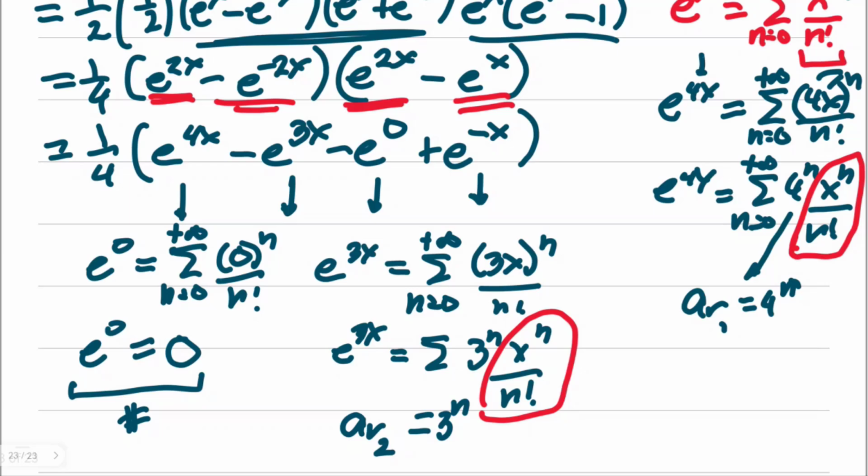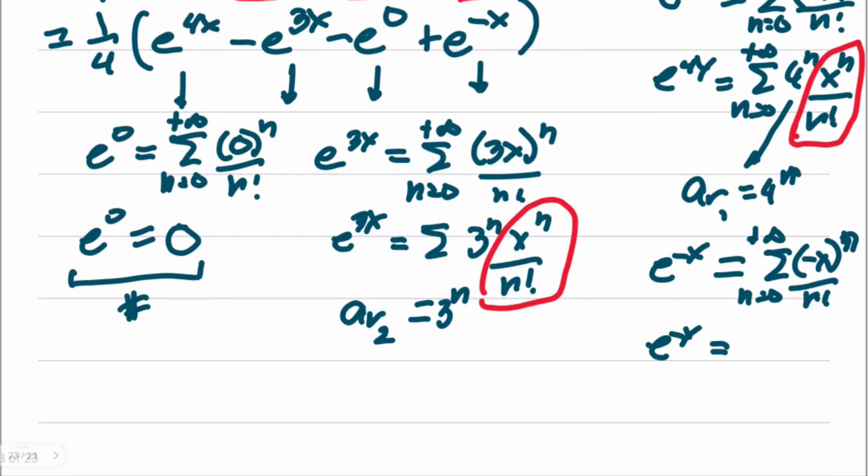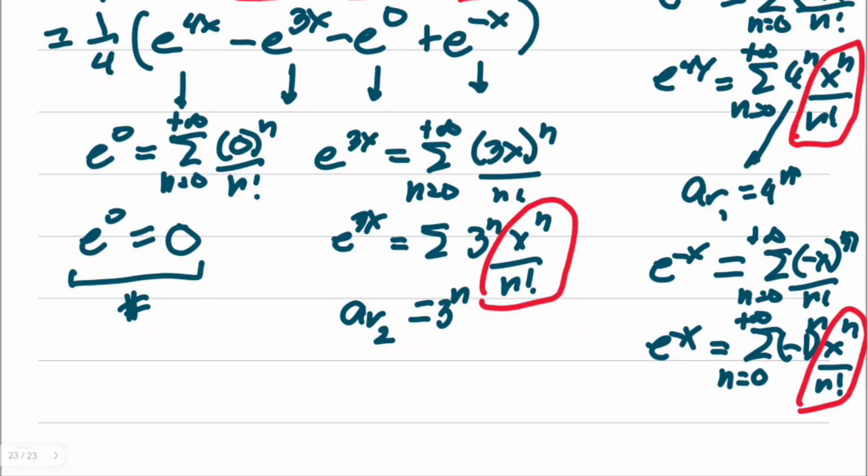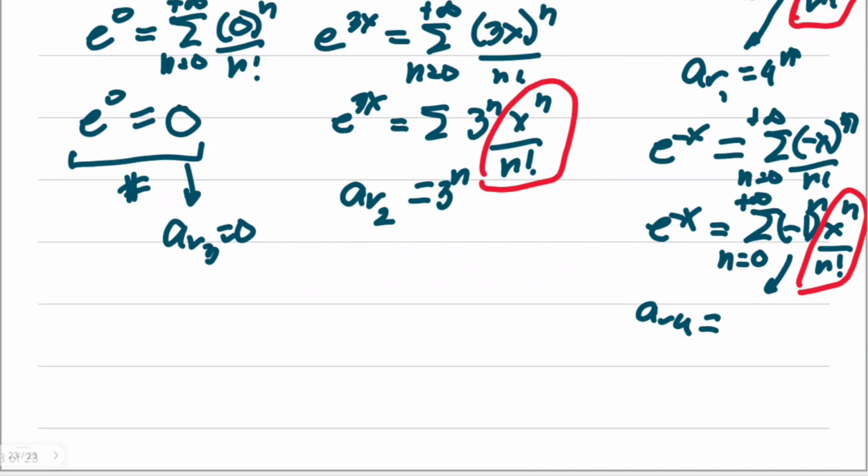Take note of that. Finally, e to the power of negative x is equal to the summation of (negative x) raised to n over n factorial as n starts from 0 to positive infinity. So we have e to the power of negative x is the summation of negative 1 raised to n, x^n over n factorial as n starts from 0 to positive infinity. By the way, this was actually our a sub r sub 3, 0. This is our a sub r sub 4, that's actually equal to negative 1 raised to n. Now all of the 4 components are already done.